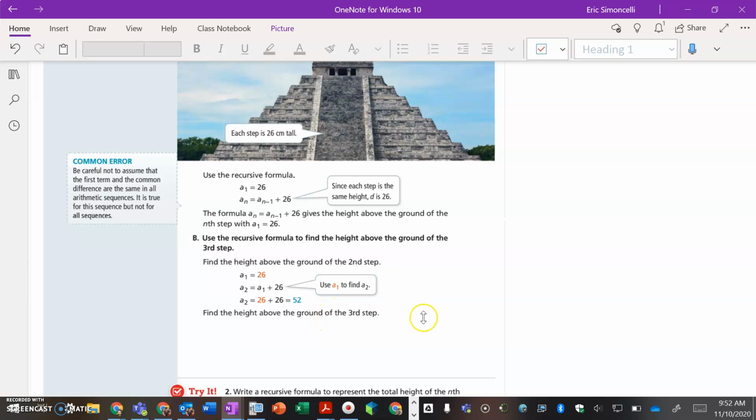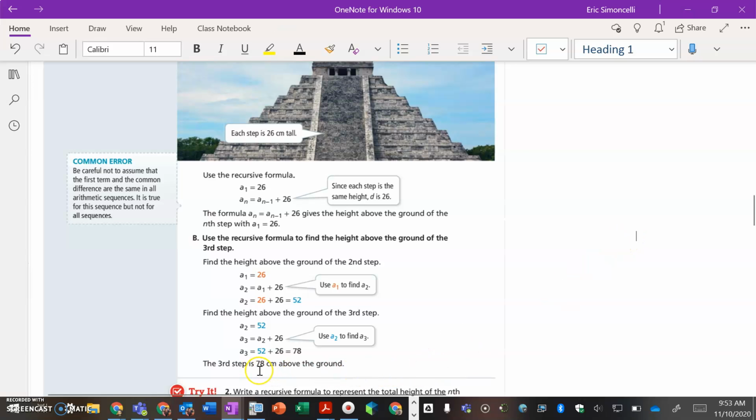Now it says find the height above the ground of the third step. So a sub 3. First, denote a sub 2 again is 52, but a sub 3 should be equal to a sub 2 plus 26. And again, because we already have 52 as a sub 2, we're going to use it, adding 52 plus 26, and in fact you get your third term to be 78. So the third step is 78 centimeters above the ground.